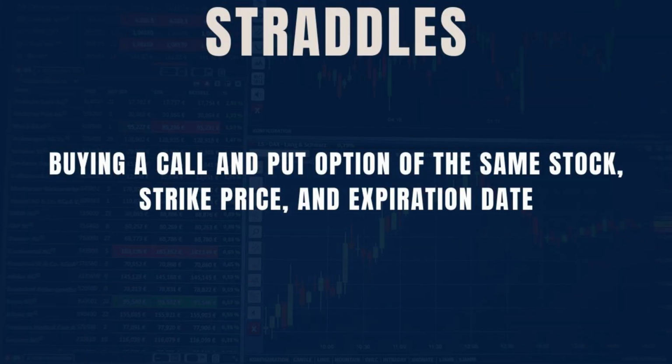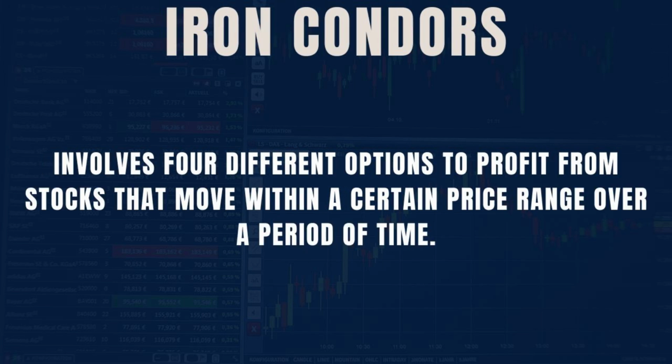We have straddles, and this is buying a call and a put option of the same stock, the same strike price, the same expiration date. And this is used when you expect a stock to move significantly, but you're uncertain of the direction of it. We have iron condors, and this is a more advanced strategy, and it involves 4 different options to profit from stocks that move within a certain price range over a period of time.